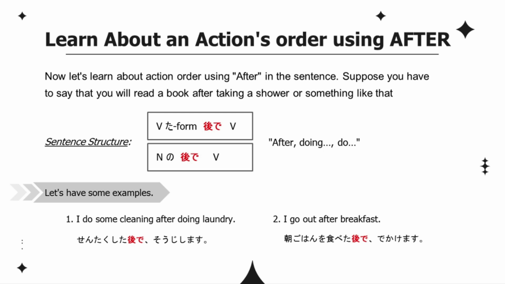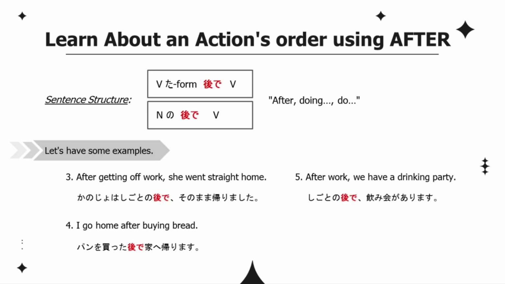After getting off work, she went straight home. 彼女は仕事の後でそのまま帰りました。The sentence's tenses are determined by the tense of the final verb. Always uses the ta form.